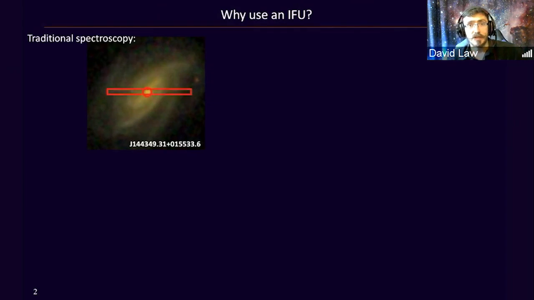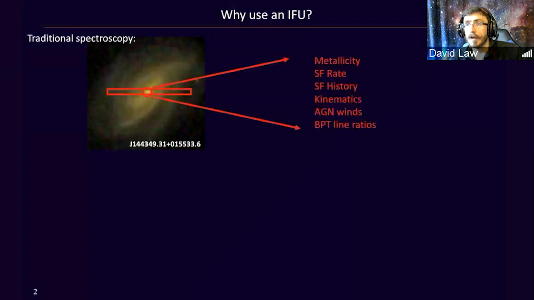You might be using a slit spectrograph to study a larger area of the galaxy, but it's still only a bar across the middle. From that information, you derive everything you know about the galaxy in terms of its metallicity, star formation rate, star formation history, whether it's got an AGN in the middle, what might be going on with the kinematics, etc. You can see from looking at it, though, that it's really not necessarily representative. There's a lot of the galaxy that you're missing.